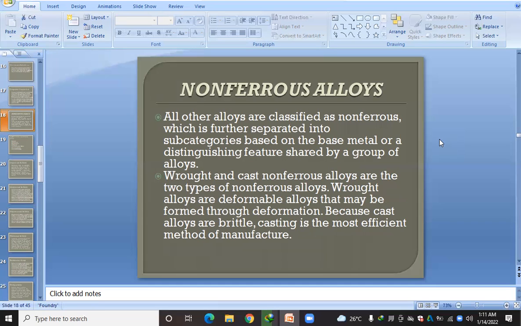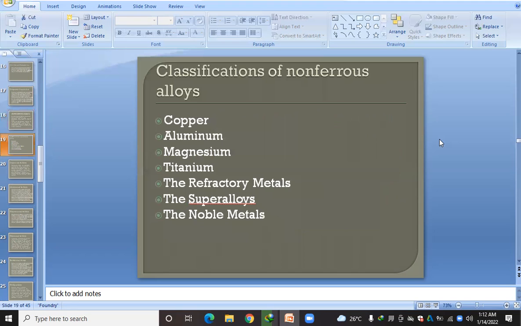All other alloys are classified as non-ferrous, which is further separated into subcategories based on the base metal or distinguished feature shared by a group of alloys. Wrought and cast non-ferrous alloys are the two types of non-ferrous alloys. Wrought alloys are deformable alloys that may be formed through deformation. Because cast alloys are brittle, casting is the most efficient method of manufacture. So classification of non-ferrous alloys.